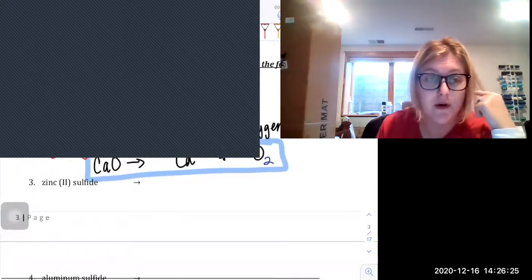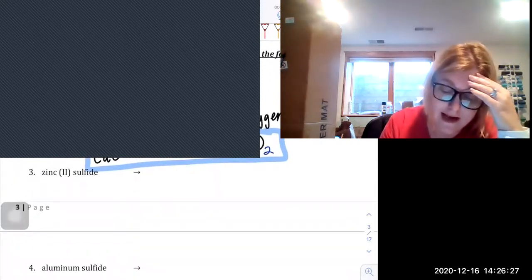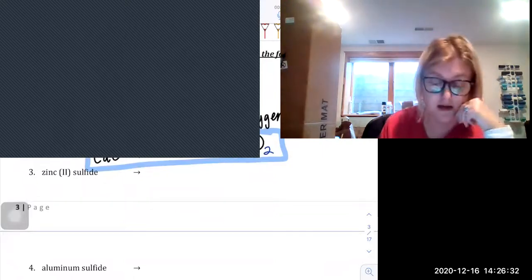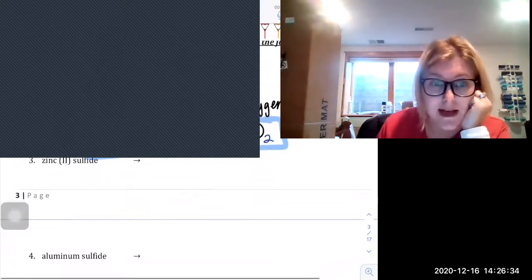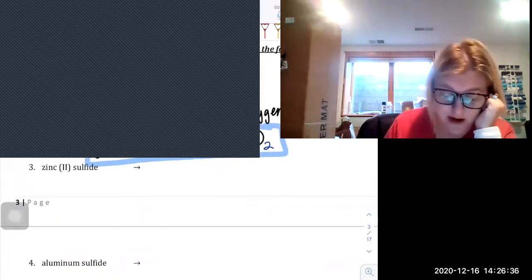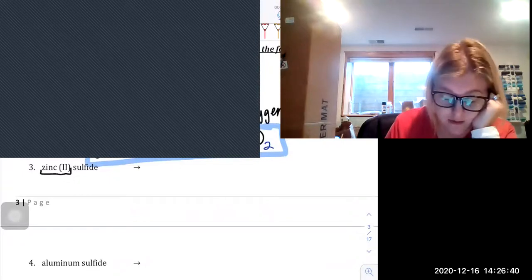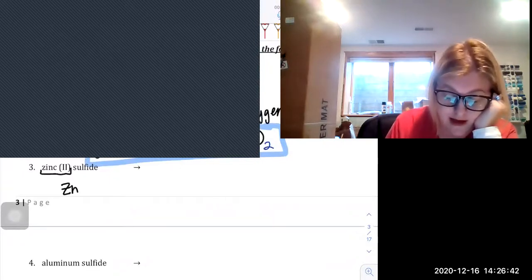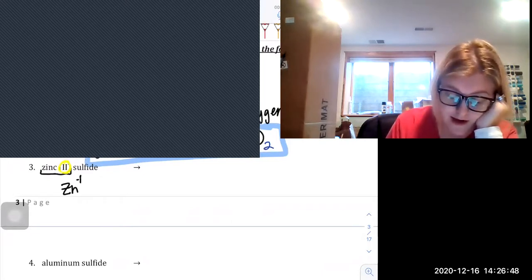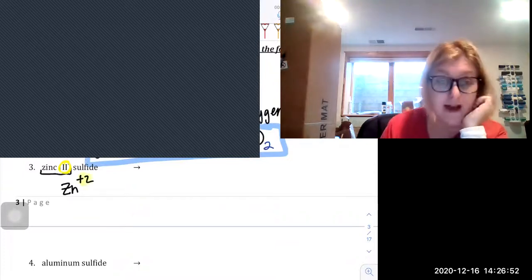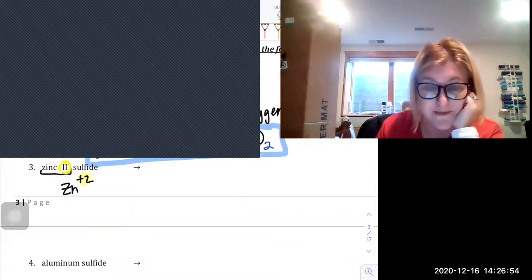All right, let's do a couple more. Next, again, I have a compound here. This compound is zinc(II) sulfide. Ooh, back to some of that naming stuff that I told you is not going away. So zinc has a Roman numeral 2 by it, which means zinc is Zn. And because this is a Roman numeral 2, that means it's going to have a +2 charge. That Roman numeral has to match the charge on zinc.